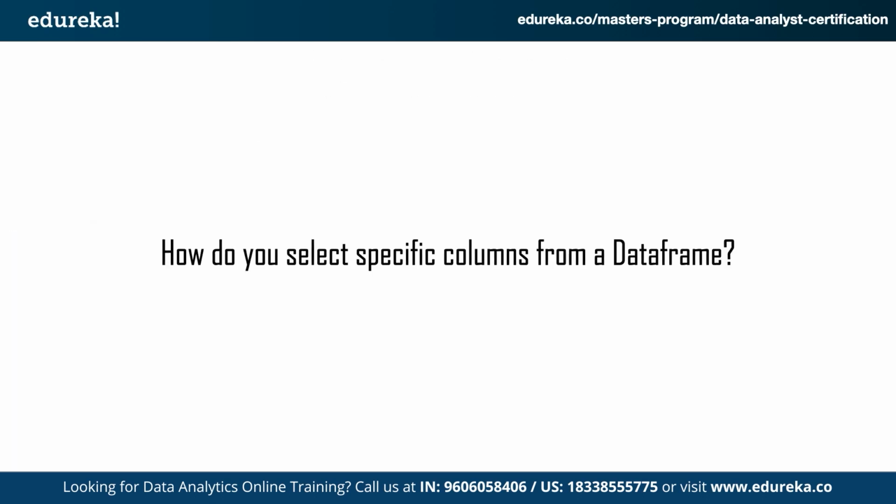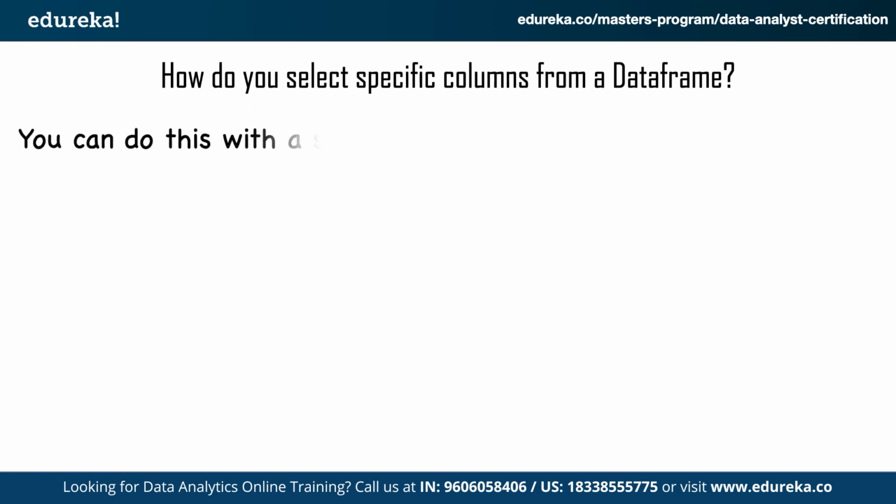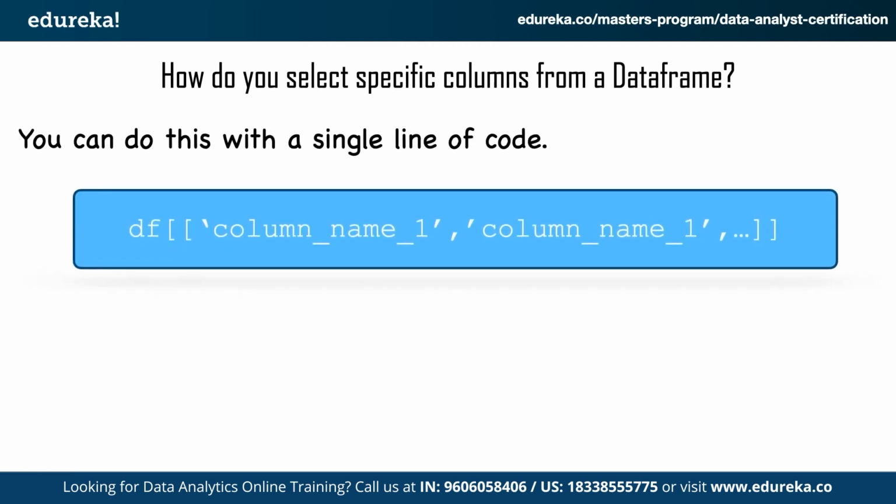How do you select specific columns from a data frame? Now, this is also a basic question. You can do this with a single line of code. You will start by typing the data frame name and you will open two sets of square brackets inside one another. Once you do this, you can type the names of the columns that you want inside the inner square brackets.